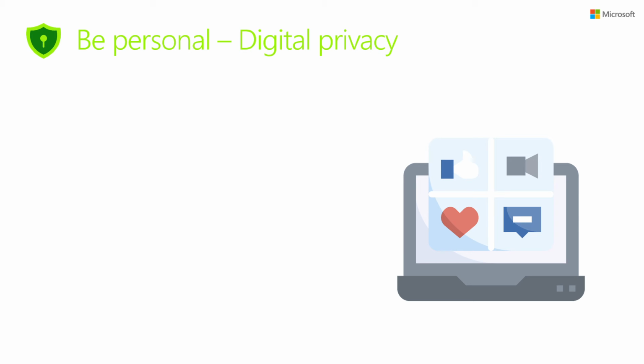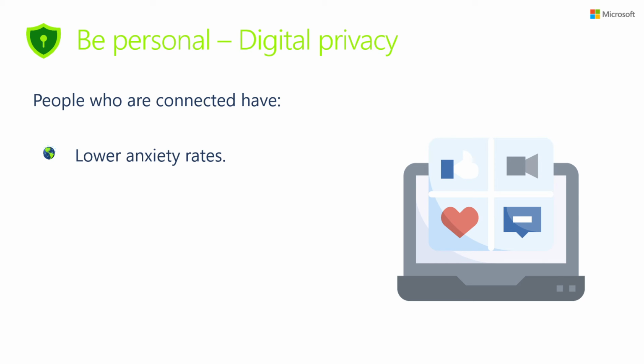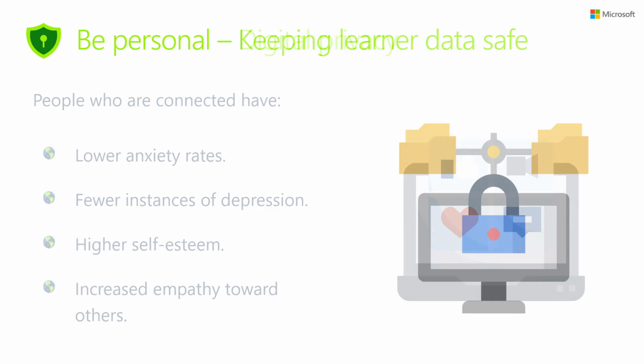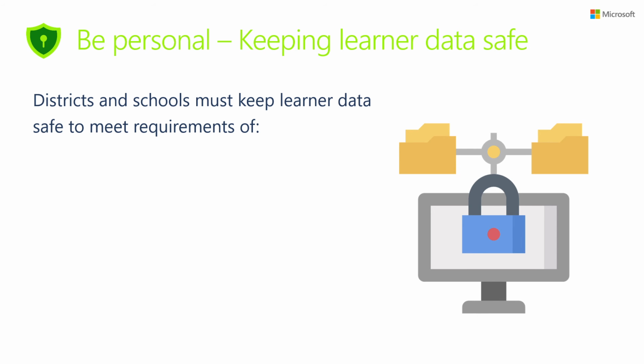So the third one is be personal, that is digital privacy. People who are connected have lower anxiety rates. So those people who are connected, they may feel that there are lower anxiety rates, fewer instances of depression, higher self-esteem, and increased empathy towards others. So these are the 4 points. People who are connected, they may feel these things. So digital privacy is very important. And how you can keep learner data safe. Districts and schools must keep learner data safe to meet requirements of FERPA, CIPA, COPPA, GDPR.